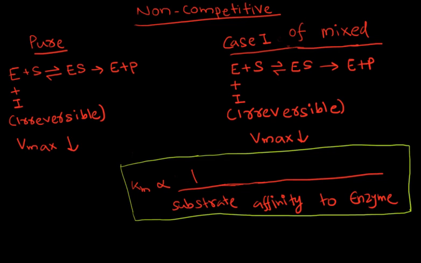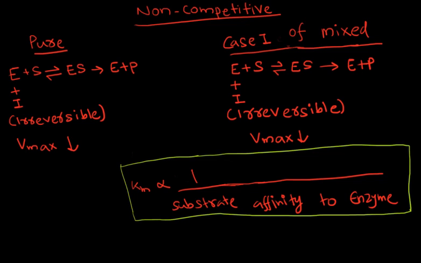Hi. So in this video, we are going to see what is the difference between pure non-competitive inhibition and case one of mixed non-competitive inhibition. So in both the cases, in pure and case one of mixed non-competitive inhibition, the inhibitor binds with the enzyme. And the binding of the inhibitor in both the cases is irreversible. So Vmax decreases in both of the cases.